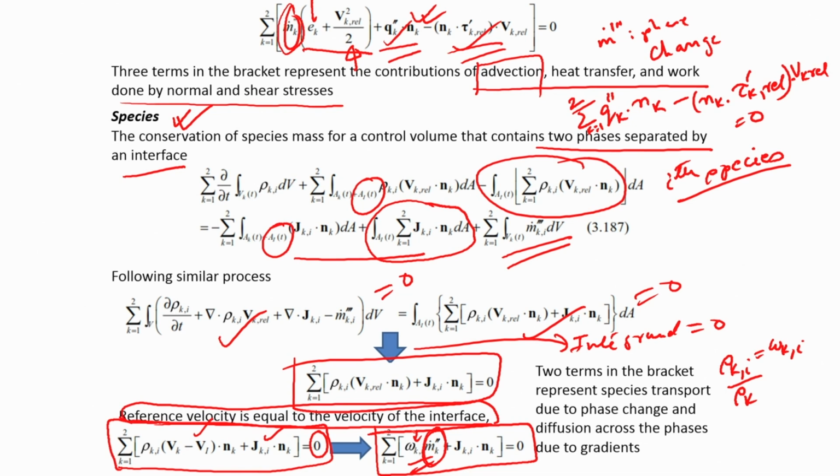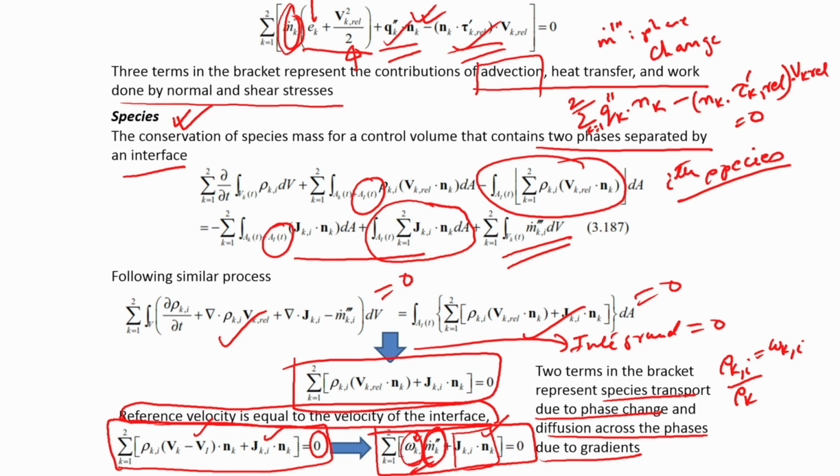Okay. And this is basically the mass fraction for that particular ith species, summed over all the phases, and the corresponding flux of the ith species in the kth phase across the interface has to be equal to 0. So, the two terms in the bracket represent species transport due to phase change, this is the first term, and diffusion across the phases due to the gradients. So, there is a species transport due to the phase change, and there is also a species transport due to diffusion across the phases due to such gradients. Okay. So, this part should be clear now, this is what we have for the species balance.